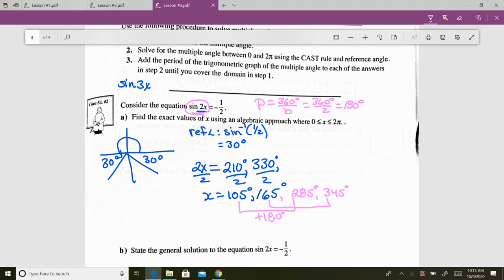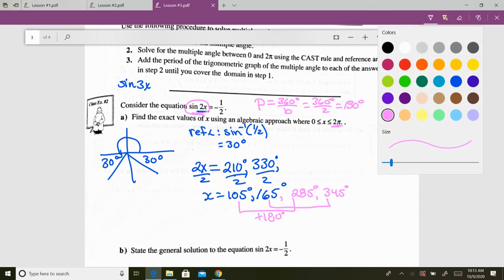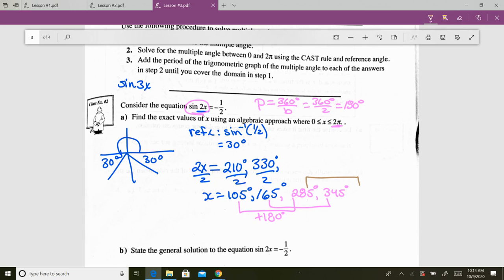Now you would keep going until you exceed the domain. What's our domain? 360. They've limited us, right? So if I add 180 to 285, what's going to happen? I get 465. But this is outside of our domain, so we stop. So we do not include that answer. Okay?